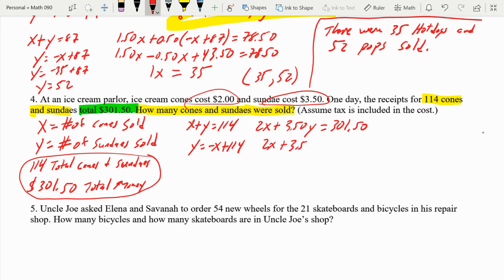All right, so 3.50. So now, if you want to just pause the video at this point right here so that you can try these problems yourself, just pause it. Fast forward through it so you don't have to listen to my mouth. All right, is equal to 301.50.